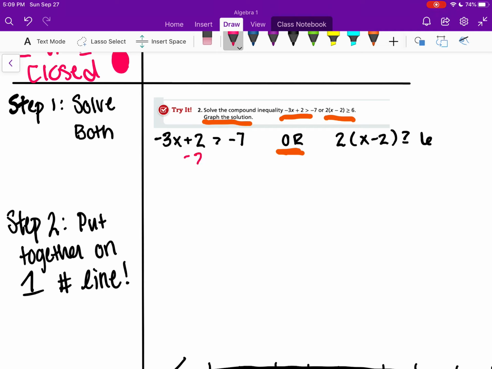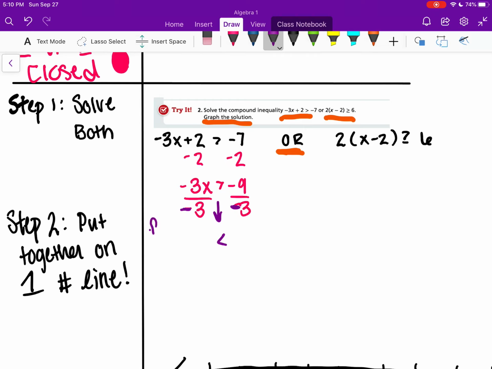I'm going to start by subtracting 2 from both sides and end up with negative 3x is greater than. If I have negative 7 and I take away 2, I'm at negative 9. Then I'm going to divide by negative 3. And what we're going to remember here is, if we are dividing by a negative number, what do we have to do with that sign? We have to flip it around.